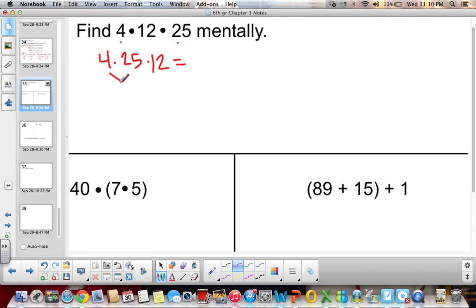4 times 25 equals 100. Then multiply it by 12, and we get 1200.